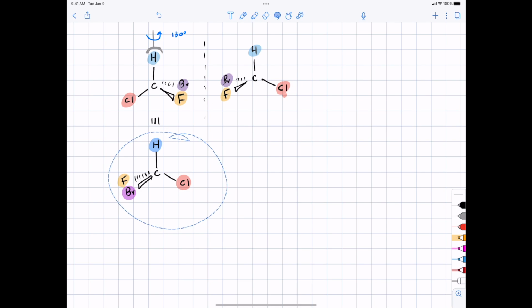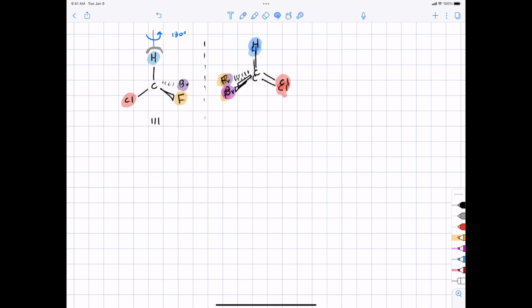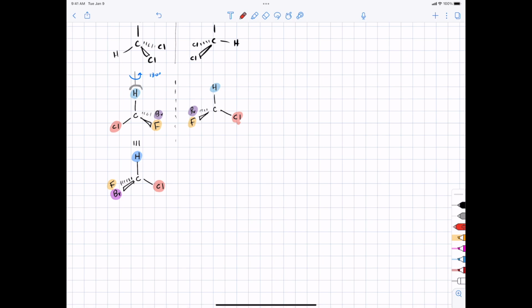Now we compare and see, are these the same thing? The answer is no. You can line up the hydrogen and the chloride, but the fluoro and the bromide are in different places. And you could spend eternity trying to line these two up, and they never will. So these two molecules are, we will say, enantiomers of each other.